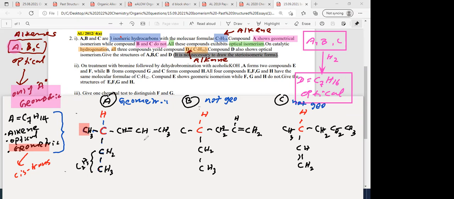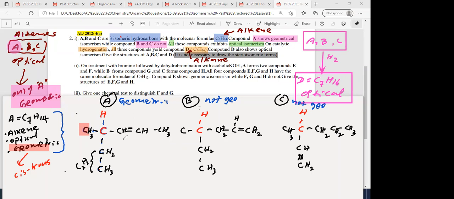So B and C. Now B and C, what? Alkene. There's a double bond, but no geometric isomerism, because the double bond is at the terminal. In both B and C, the double bond is at the terminal. If the double bond comes between the terminal carbon atoms, then it will not show cis-trans. But optical activity is there. Optical activity is in all three. Okay, any questions now? This is how you get A, B, C.